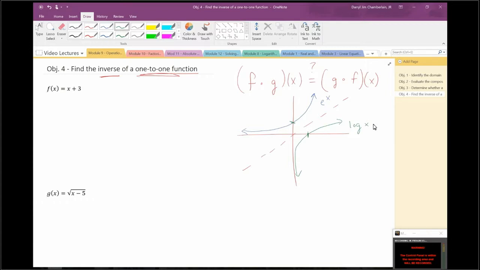So there are two ways to find the inverse of a one-to-one function. You can see here I have this dashed line, this line y equals x. So if we flip our one function over that line, it would make the inverse of that function. So we can see if we flip the blue one over the dotted red line, we would get the green function log of x.